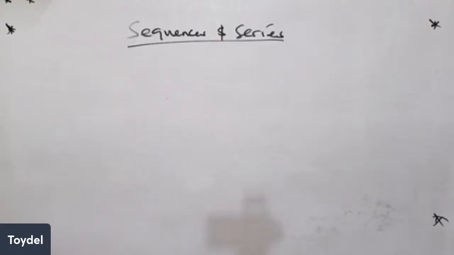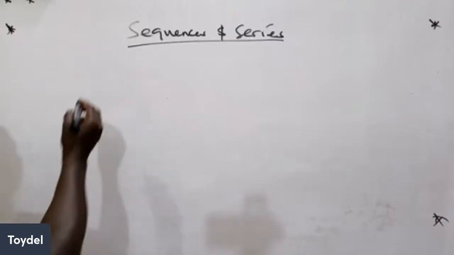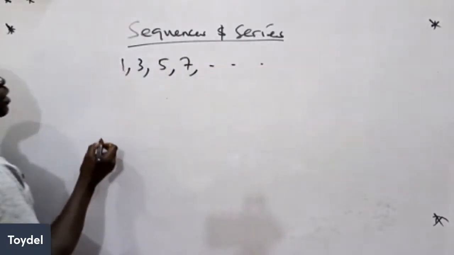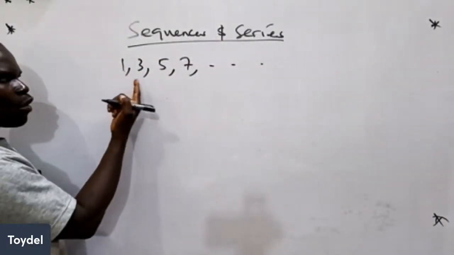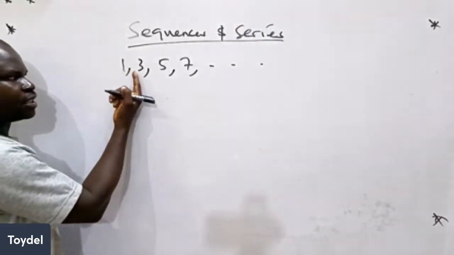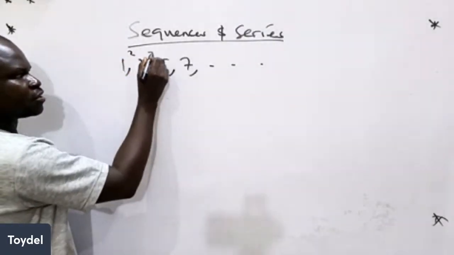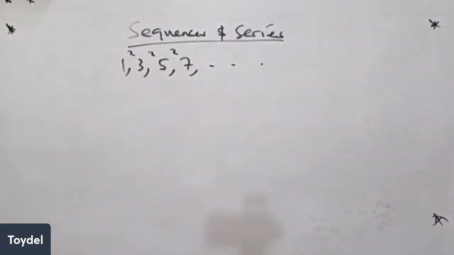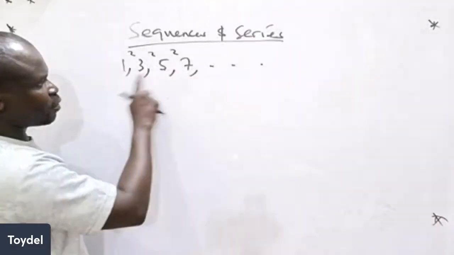A sequence is numbers arranged in a sequential order. For instance, 1, 3, 5, 7, and so on. So this is a sequence. Why is it a sequence? Because it has a common difference. The difference between 1 and 3 is 2, between this and this is 2, and this is 2. So it's a sequence because it has a common difference.